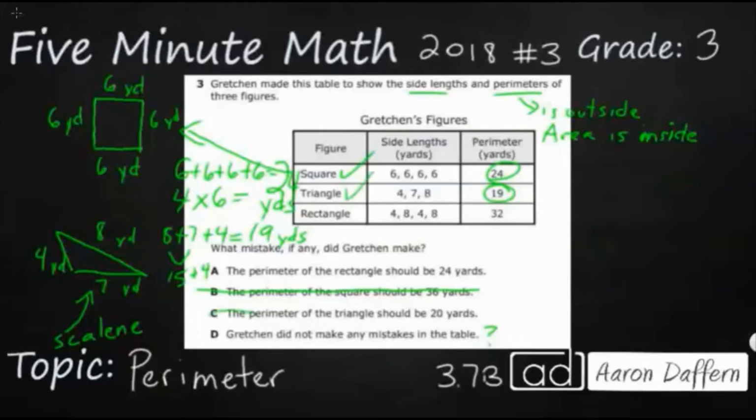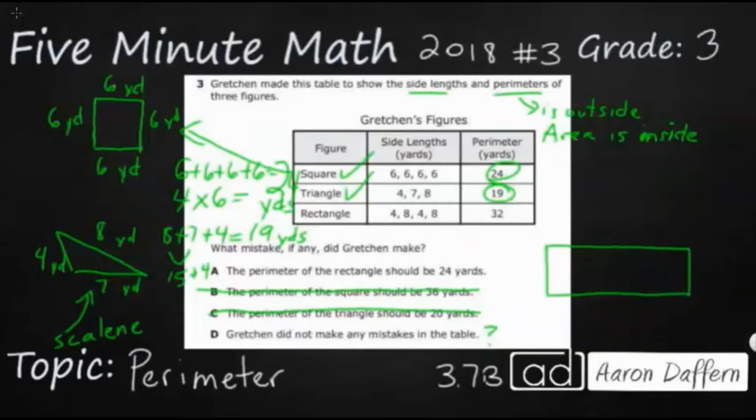So let's cross off C. And so it's either the rectangle is wrong or our answer is D. Let's check out our rectangle. Rectangle is a four-sided shape. It's a quadrilateral.